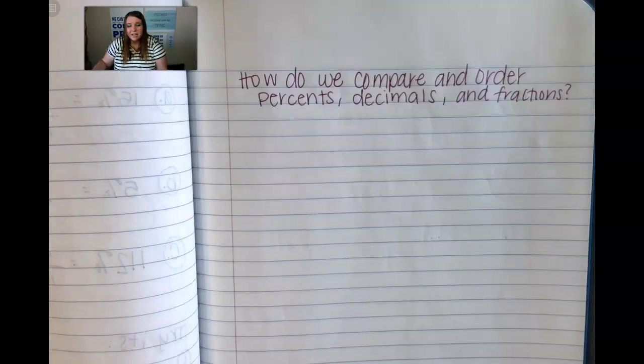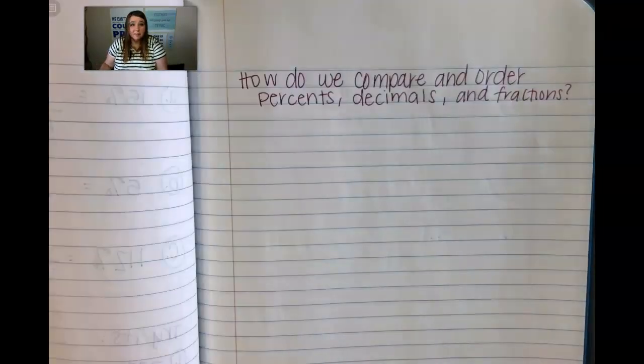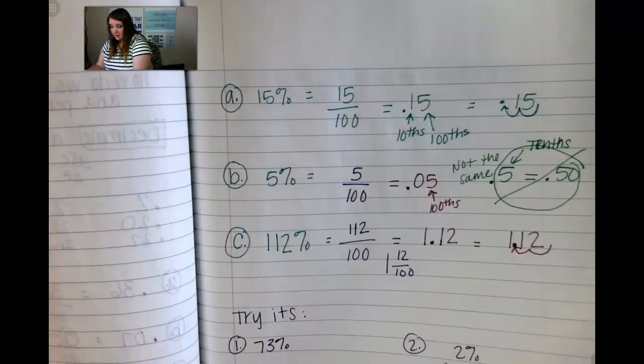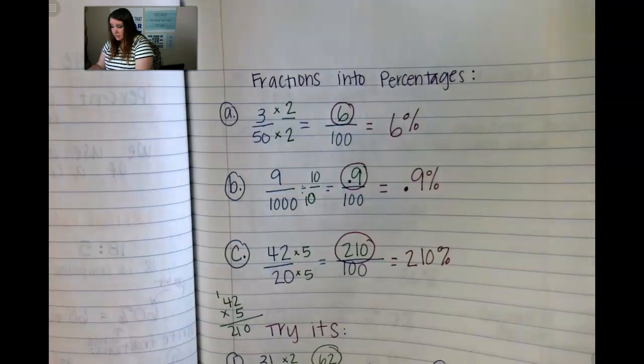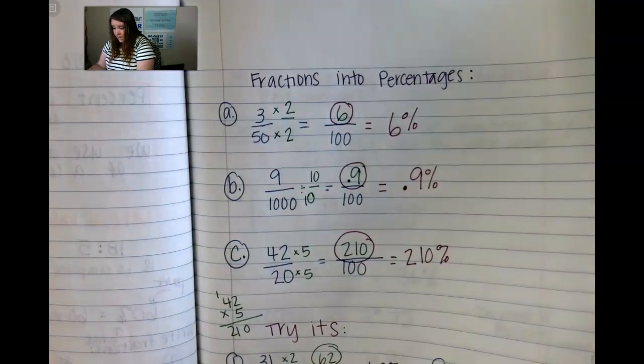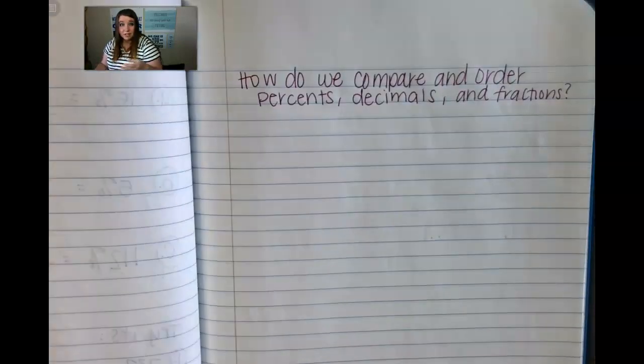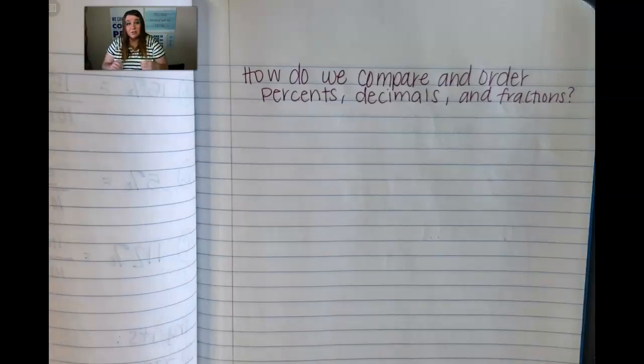Sixth graders, in our last couple lessons, we've been looking at comparing decimals, percents, fractions, and percentages, and seeing how to convert them from one to the other. Today we're going to use that knowledge that we've gained over the last 2 days and apply it to putting percents, decimals, and fractions either in order or being able to compare them when you have two different things. So let's start with an example.